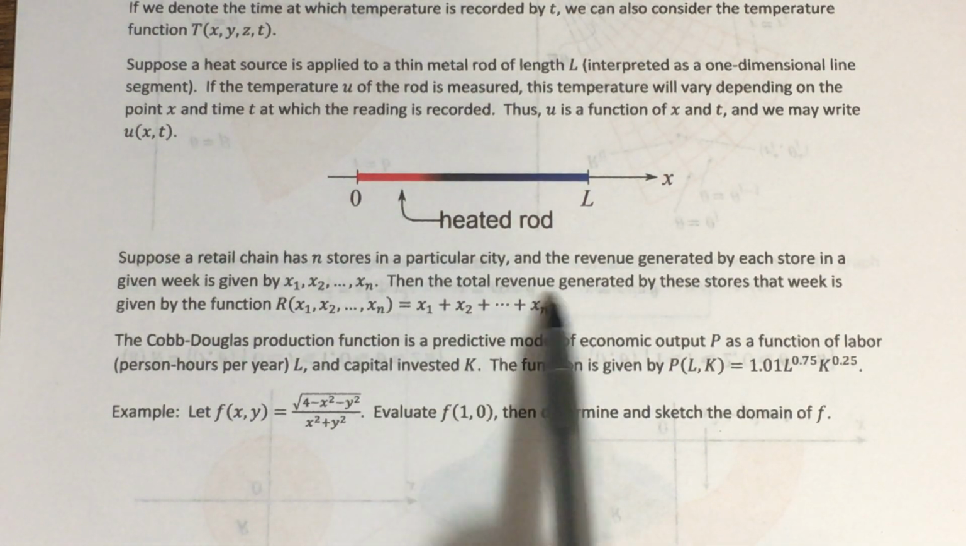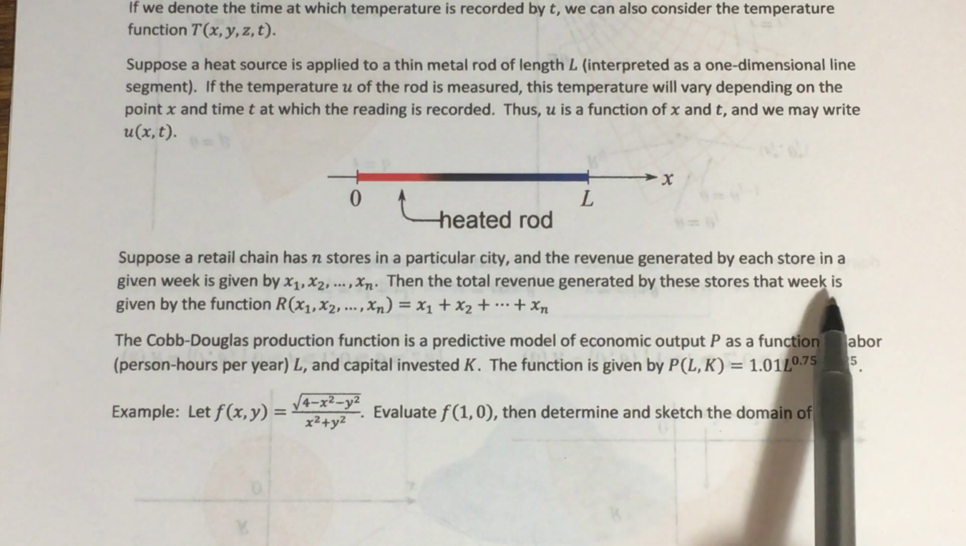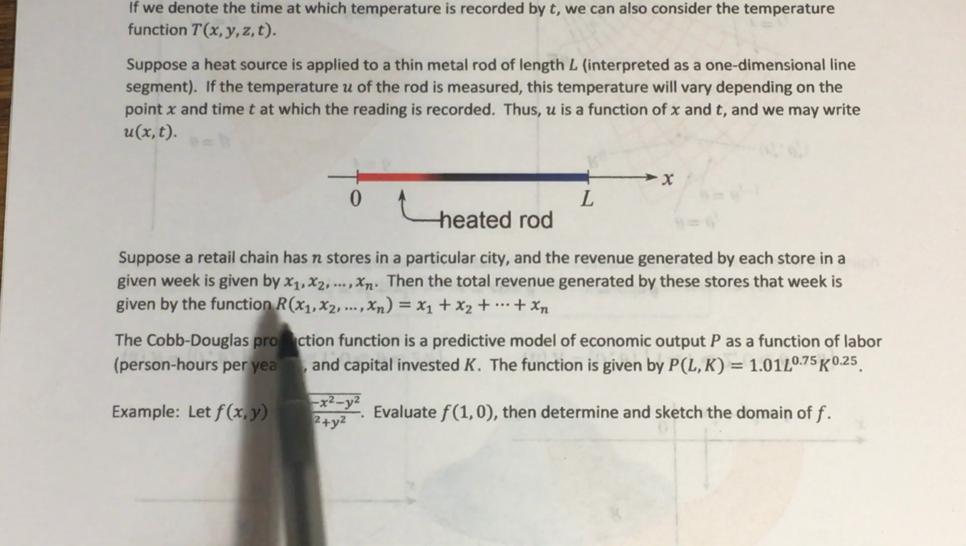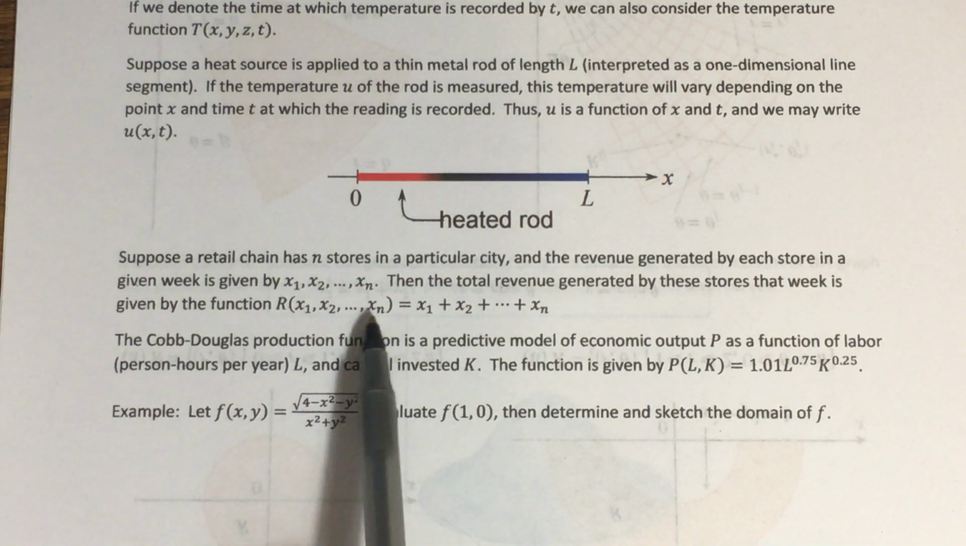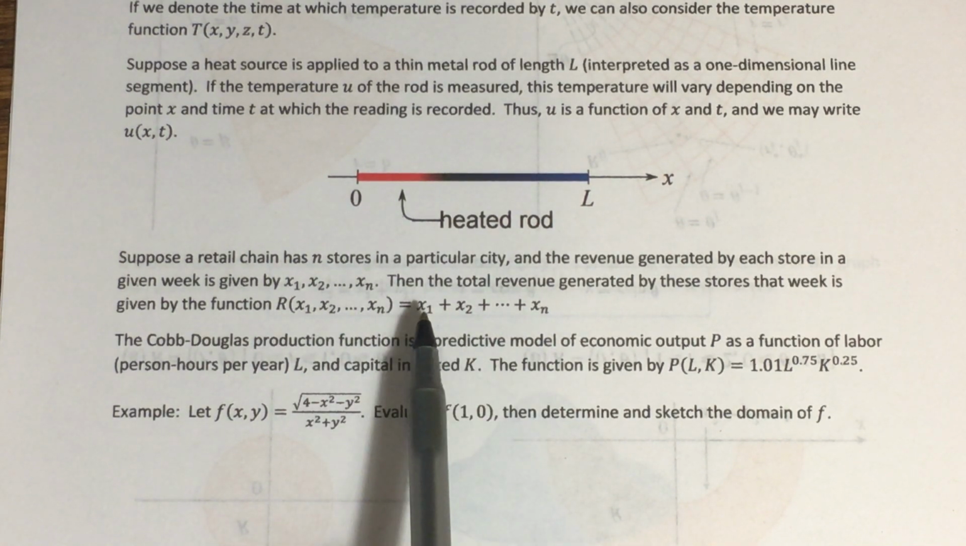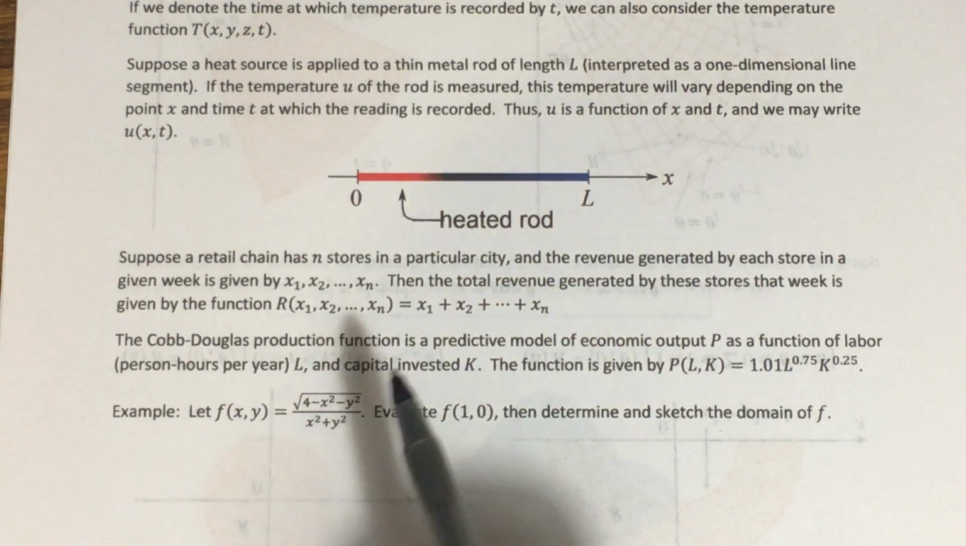So if we want to determine the total revenue generated by all of those stores over the course of a particular week, that's a function of all n of these variables. We can call that a revenue function, r of x1, x2, all the way through xn. And this one we can actually come up with a rule for. It's just the sum of all those individual revenues accumulated during that week.